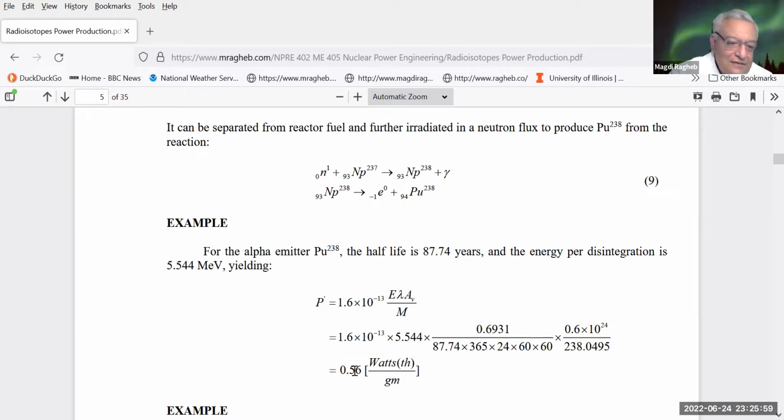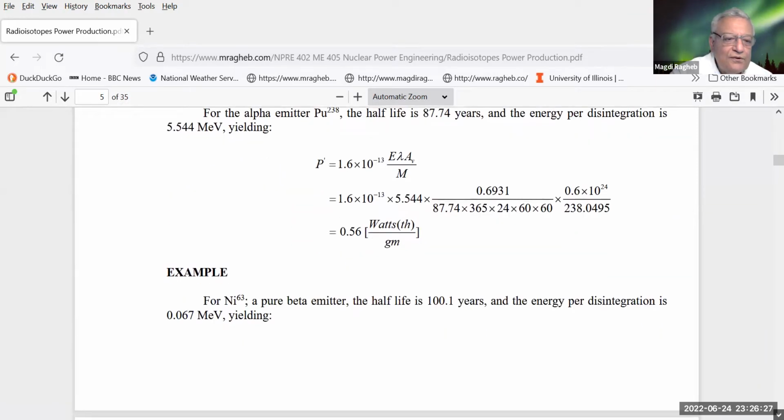Now, suppose that you want a power of 2 watts. So what do you do? You just use 2 grams, and that gives us an example, a way of calculating the weight of an isotope. The specific power, 1 over the specific power, gives you the gram per watt thermal. So if you want 100 watt thermal, you simply can calculate how much mass of the isotope you need.